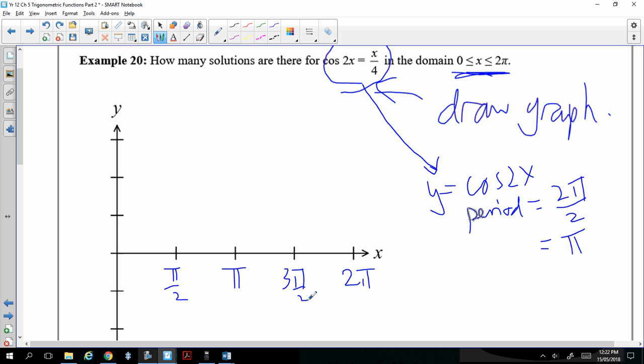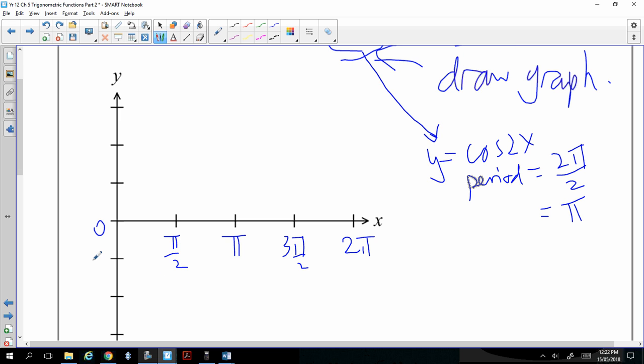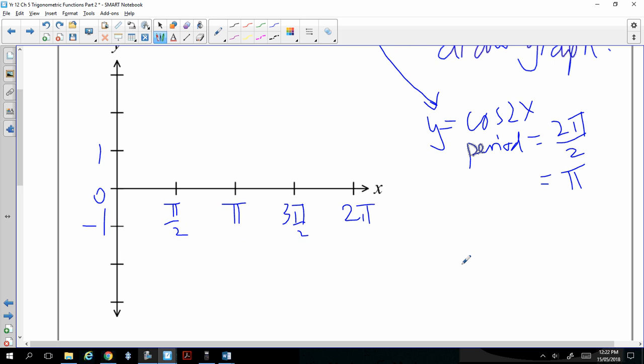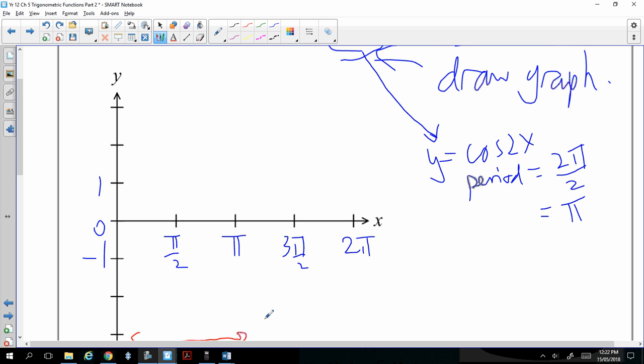Now the period is pi, so you expect one full cycle of the cos graph in this region. That's one period. So you have to divide that into 4 parts. You're going to divide into halfway, halfway. Alright, so the cos graph starts from the top, goes to the middle, bottom, middle, top. So draw one cycle of cos, and then draw another one. So you draw the cos 2x.